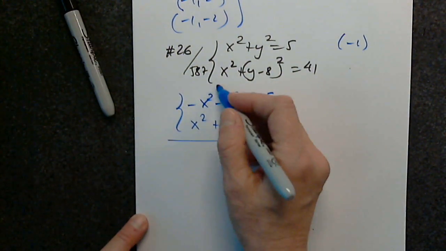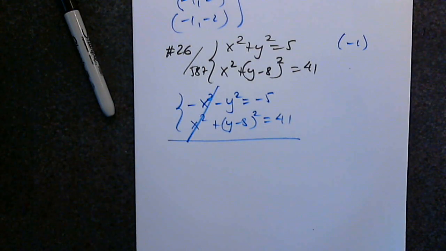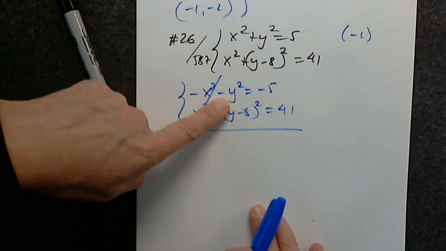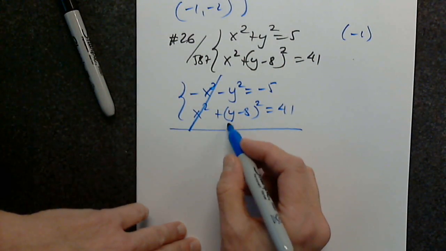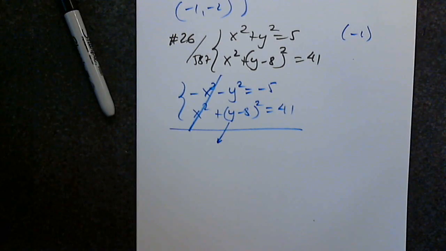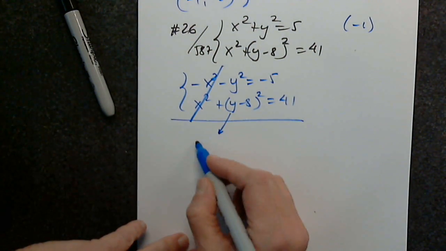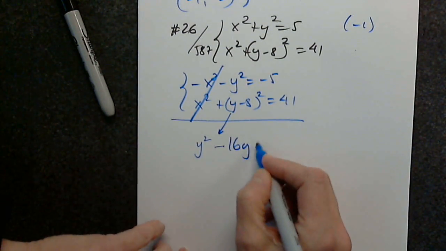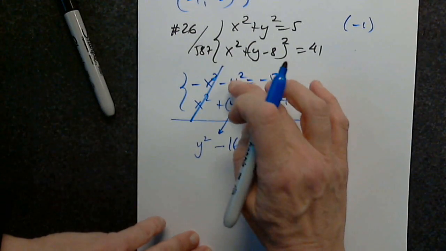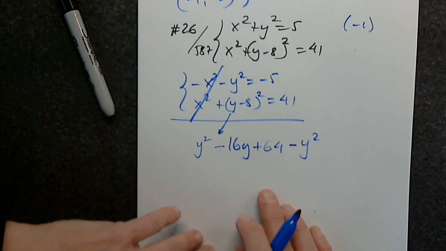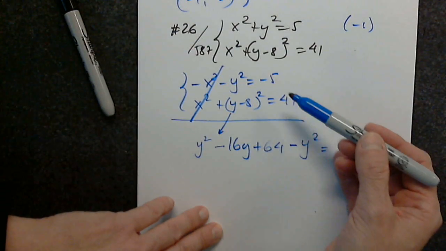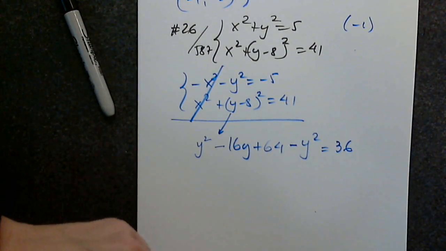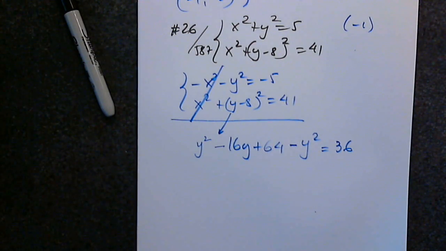I add. Now I have to be very careful because I cannot add (y minus 8) squared to negative y squared. I have to expand and then put minus y squared. So let's expand (y minus 8) squared. We know we have to write 3 terms: the first term squared, y squared, minus 2 times 8, so 16y, plus 64. Now I copy the top one, the negative y squared. And the right-hand side is 41 minus 5, which is 36. And everything is accounted for. Agreed?